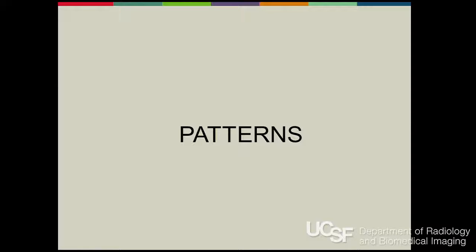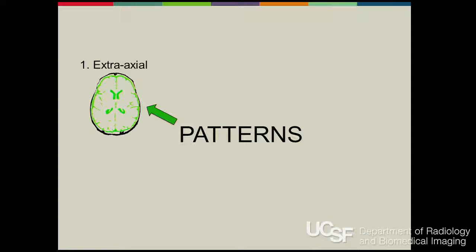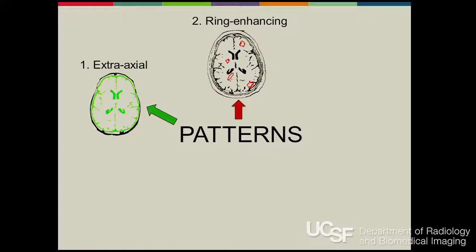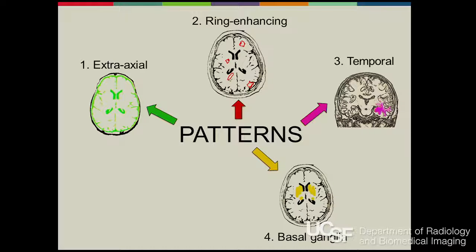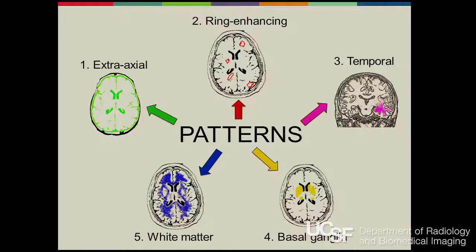So intracranial infections is a huge topic, and we're going to try and break it down. How do we categorize all these? Well, we're going to go with an imaging-based approach. I like this approach because it takes a lot of complex infectious patterns and breaks it down into 5 digestible patterns: the extraaxial pattern of infection, ring-enhancing lesions, temporal lobe predominant infection, infections primarily involving the basal ganglia, and those that are more white matter predominant.